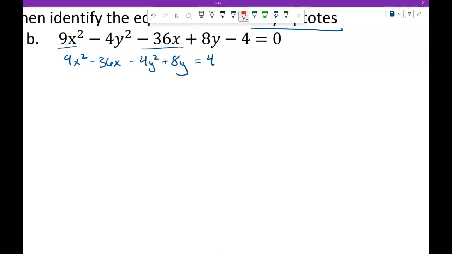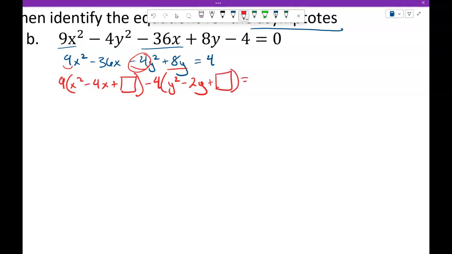So we group our x and y's, and then we move our constant to the other side. Now before we add our boxes, we have to factor out these leading coefficients. So we have x squared minus 4x, and we have our box. Now we need to be careful because we're factoring out a negative 4, which not only changes this to a positive y squared, but also changes the second term into a negative 2y.